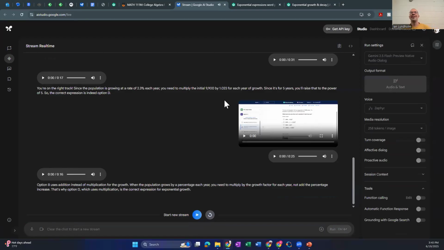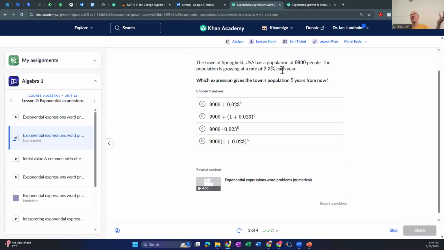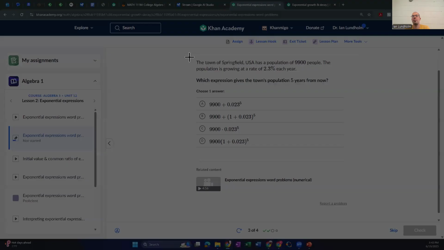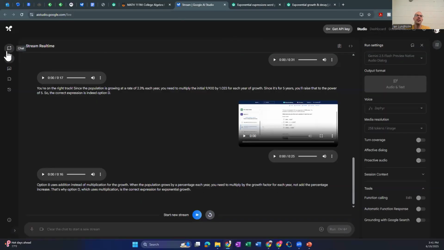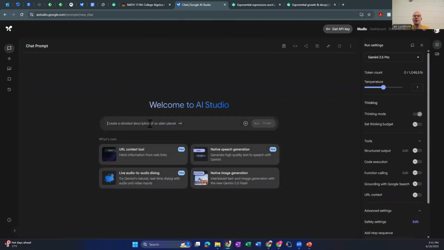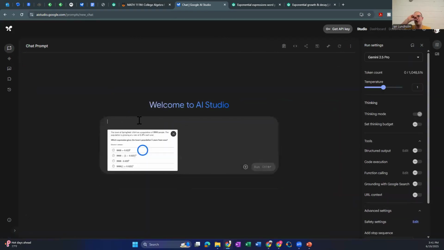All right, so that gives you a feel for a cool way to use AI to work with this. If you haven't tried it before, you totally can just take a screenshot of a problem and bring it into the chat version here. You could paste the image and say, help tutor me through this problem.